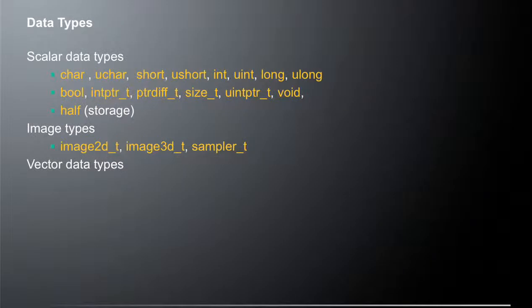So let's look at some of the different data types. There are scalar data types, and those are the obvious types that you would think of, such as int, short, long, ulong, and others. There's also a half type, but that's really for storage and not necessarily for processing. There are also the image types: image2d, image3d, and sampler. Those are for storing data into an image and also sampling it from an image. And then there are also vector types.